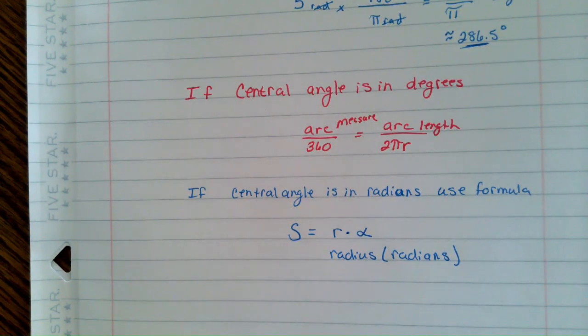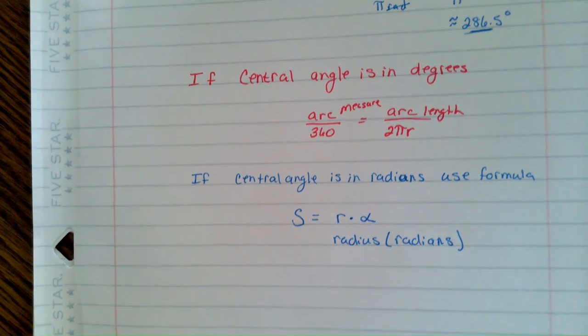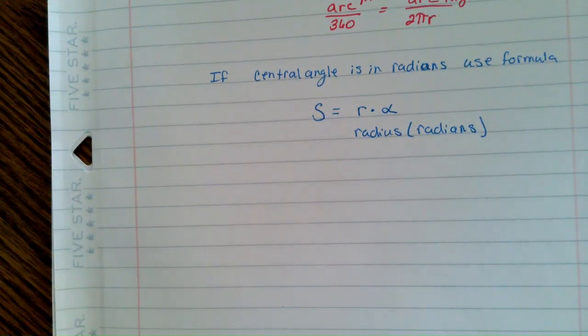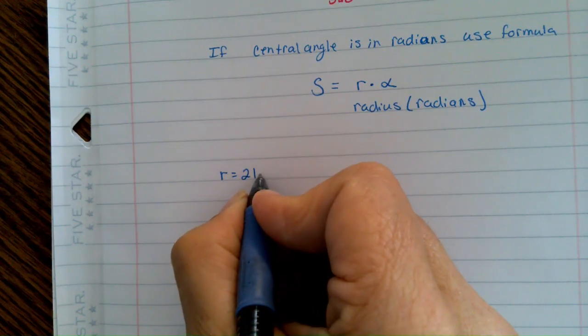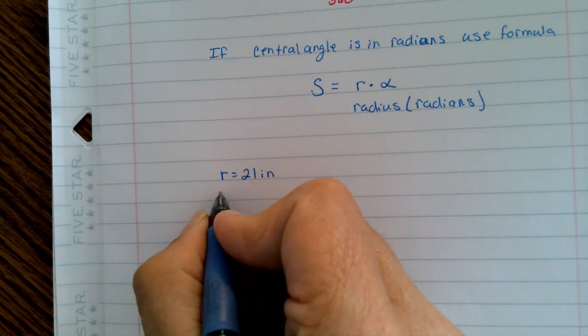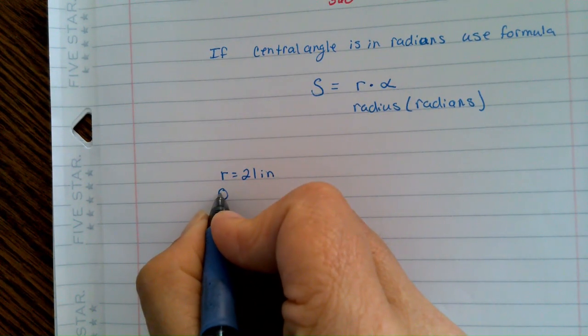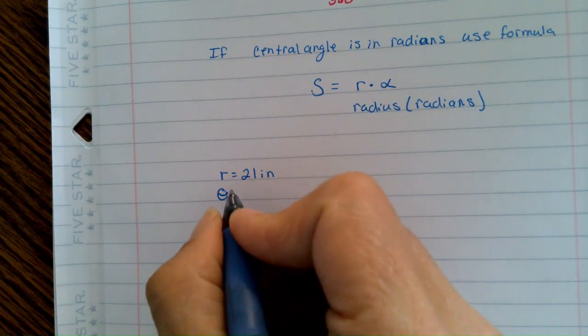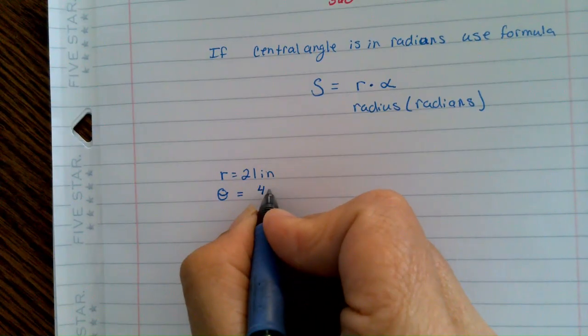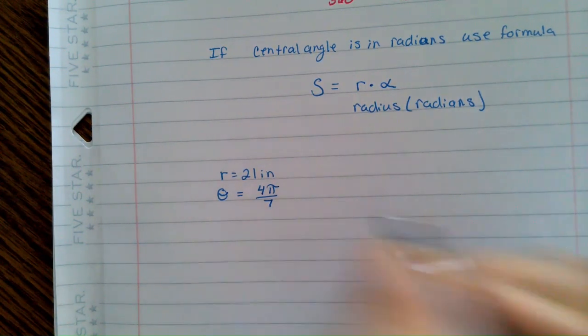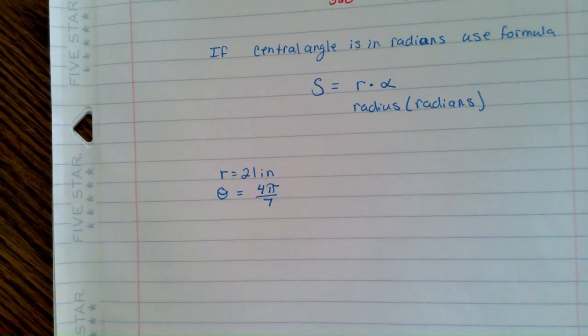And I would leave it in terms of pi as often as possible so that you don't have to jump back and forth. All right, so radius equals 21 inches. Your angle, I'm going to use the Greek letter theta for your angle, equals 4 pi over 7.